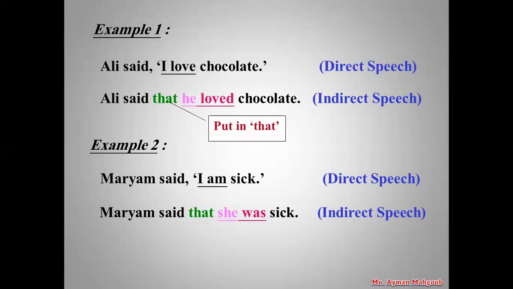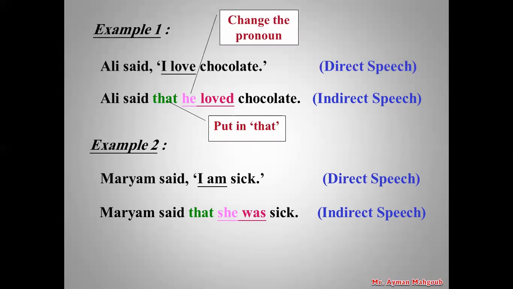Number one, the word that. We put that instead of the comma after said and the quotation marks. And that can be omitted. So in the first example, we can say Ali said he loved without that. Okay, so that is optional. The first change is that we put in that.